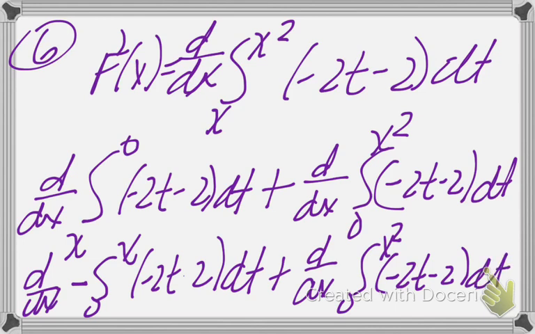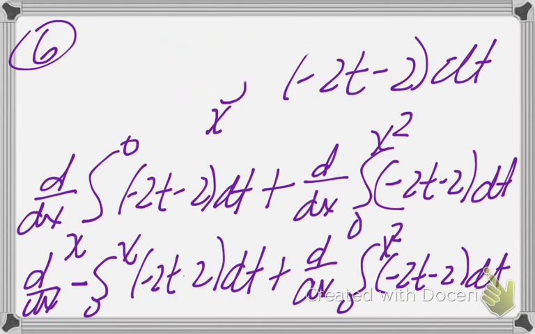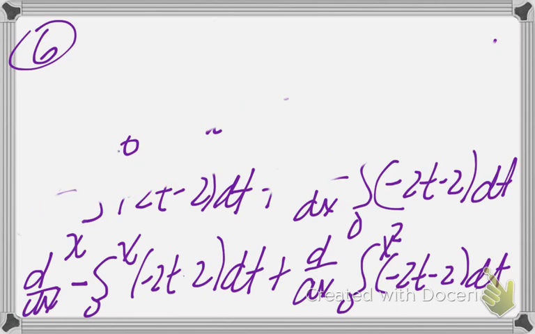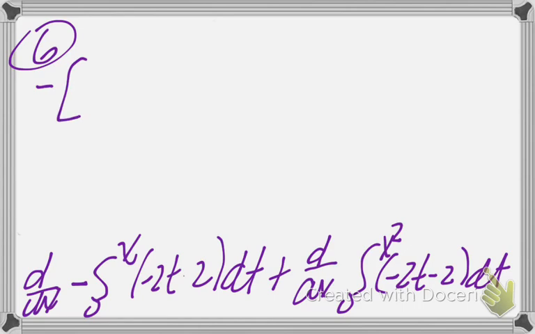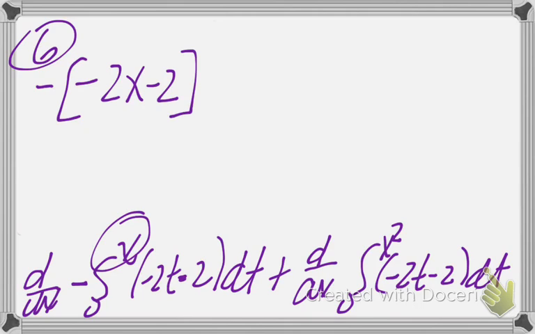Okay, so now these are all set up, and now we're just going to do what we know how to do. So let's make some room here. Okay, so let's work on the first integral first. So we have a negative, and then this should be a minus over here. Wherever there's a t, we're just going to put this x. So we're going to get negative 2x minus 2. So that's the first one, plus.